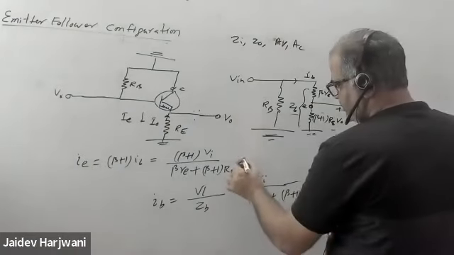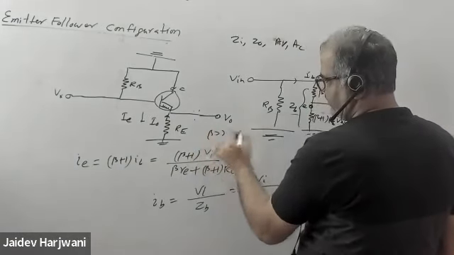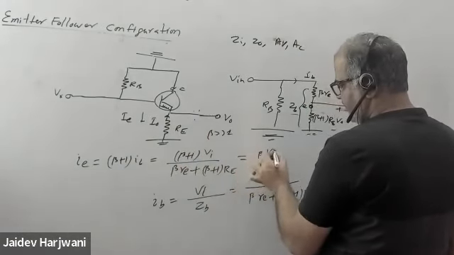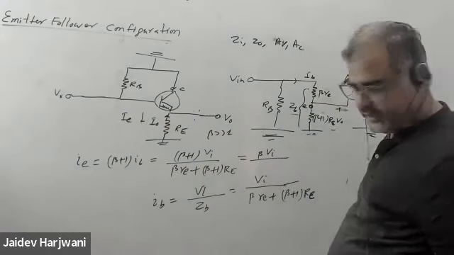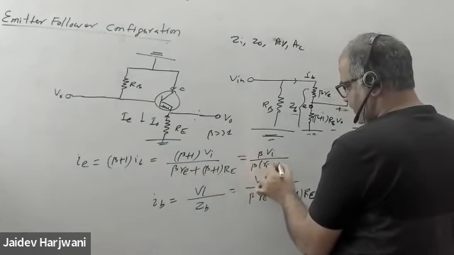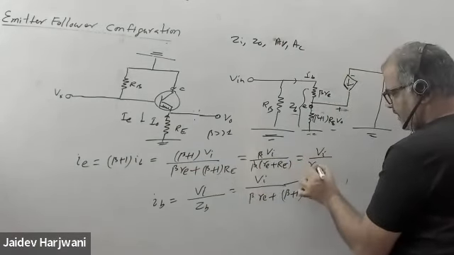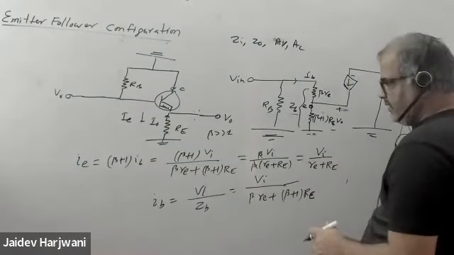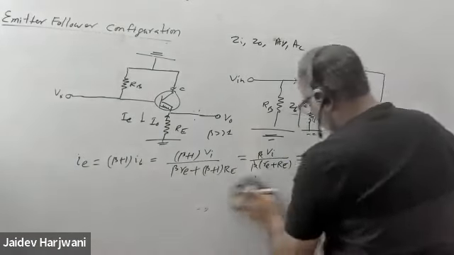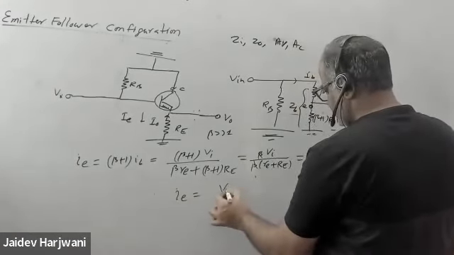So now we have this beta plus 1, beta is greater than 1, so I can write this simply as beta VI, V input. Okay, and this is also beta RE, so beta becomes common and this becomes (RE plus RE). Beta, beta cancel, so I have VI upon (RE plus RE). Okay, so now I have a simple equation. IE is equal to VI upon (RE plus RE).